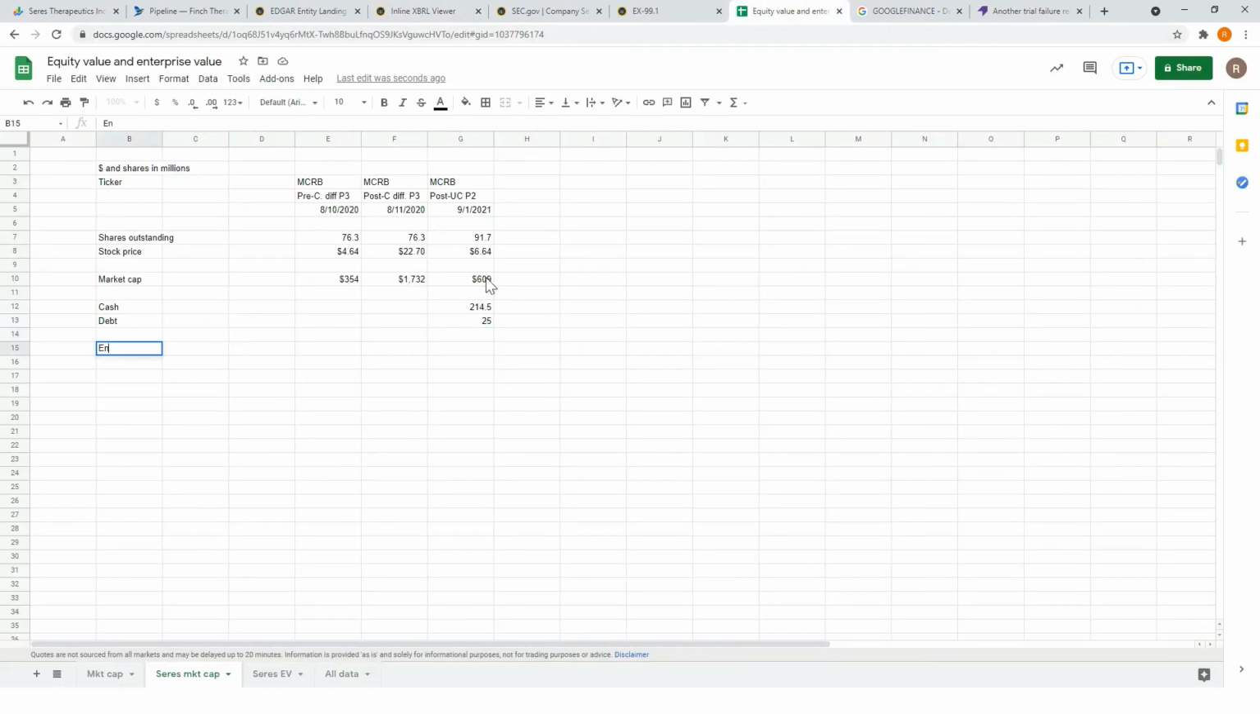So the enterprise value of a company is equal to the market cap plus the debt minus the cash. Here we saw the value of Series equity. The market cap was 609 million, and the enterprise value of the company is 420 million. Okay, so that's how you find and calculate enterprise value.